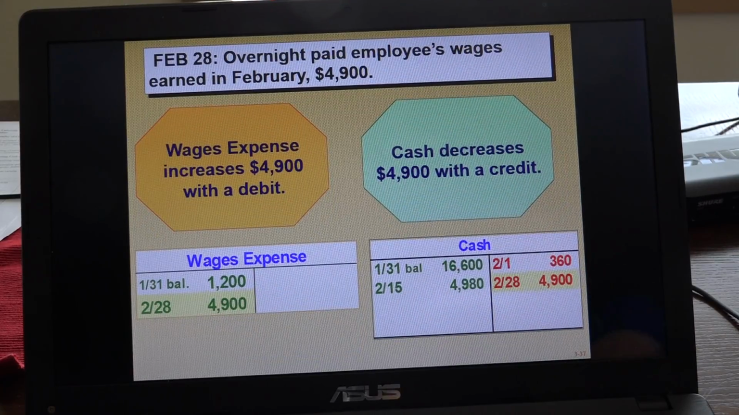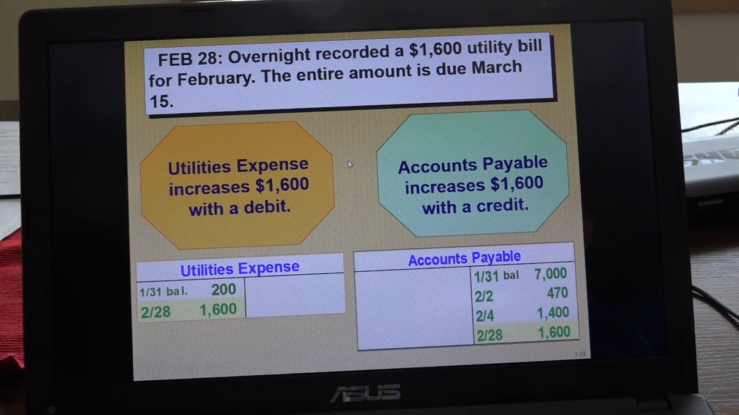Overnight paid employees' wages earned in February of $4,900. So we're going to debit wage expense for $4,900 and we're going to credit cash, and that reduces cash by $4,900. And overnight recorded a $1,600 utility bill for February. The entire amount is due March 15. So since we used it up in February, we've got to record this as a utility expense, debit $1,600, and we credit accounts payable for $1,600.